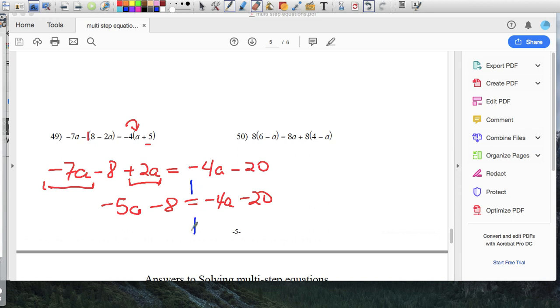Let's get rid of a variable here because there's 2 of them, one on each side. So let me get rid of this guy. If I do plus 4a, these two will become 0, and I have negative 20 left over. So if I do plus 4a here, I must do plus 4a over here.